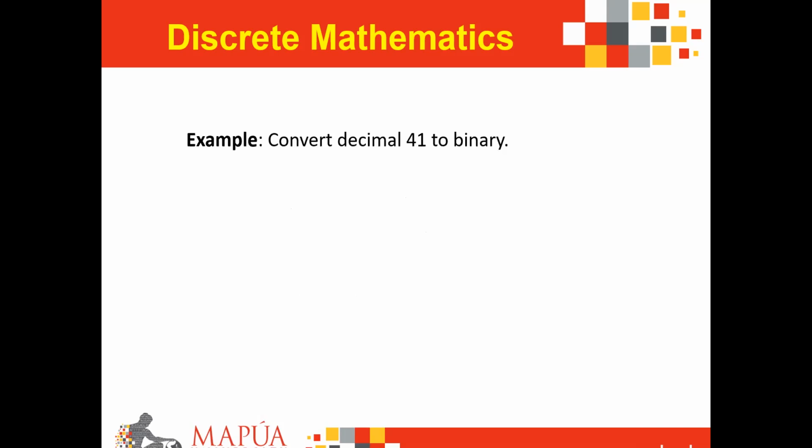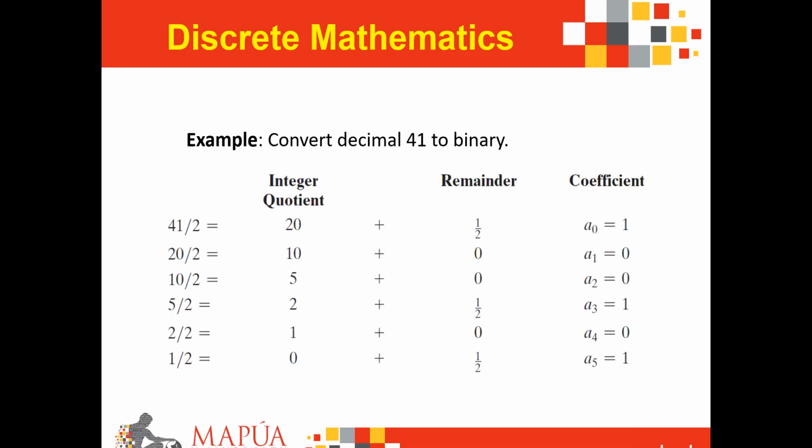For example, let's convert 41 to binary. In converting 41 to binary, we divide 41 by 2, and we end up with a remainder of 1. And then we continue dividing 20, which is the quotient, by 2, so we end up with 10 with a remainder of 0. And then we divide 10 by 2, you have a quotient of 5 with a remainder of 0.